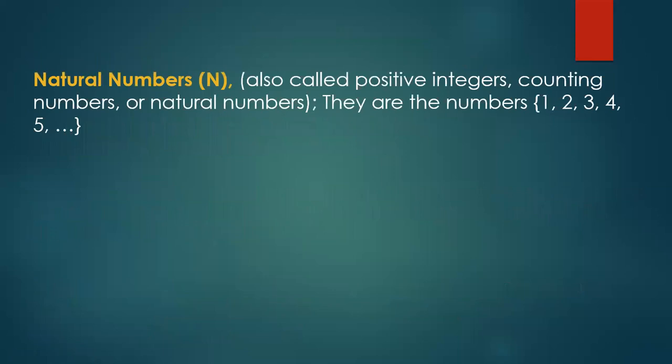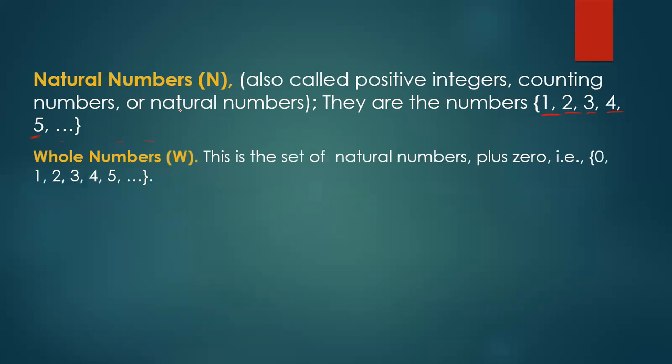Okay, so we also have another set of numbers called natural numbers. Natural numbers are also known as positive integers. They are defined as the counting numbers starting from 1. So natural numbers are simply counting numbers starting from 1. These are some of the examples: we have 1, 2, 3, 4, 5 going up.